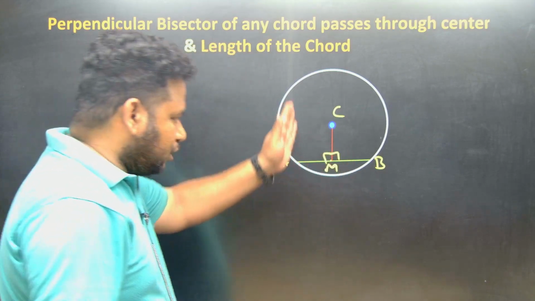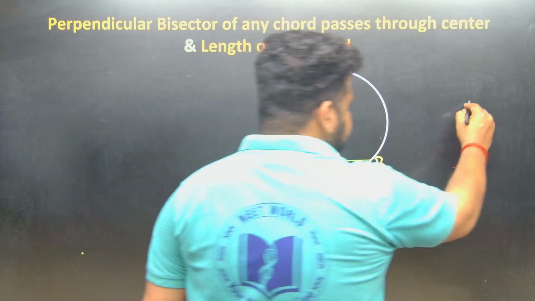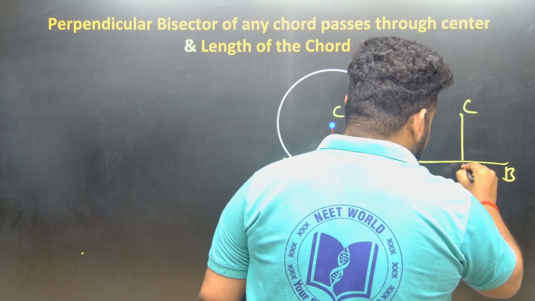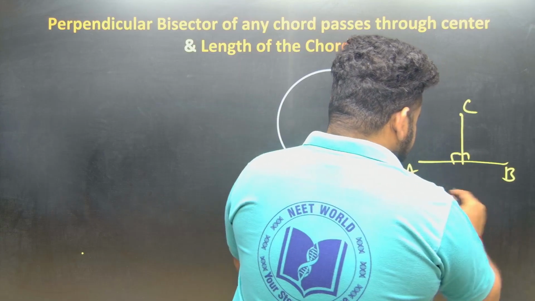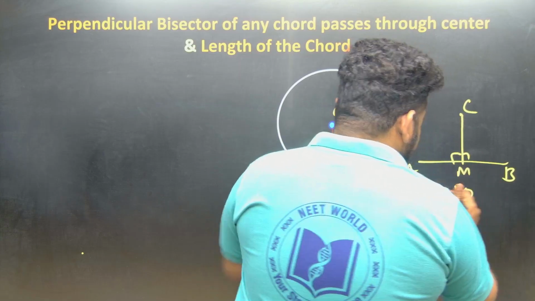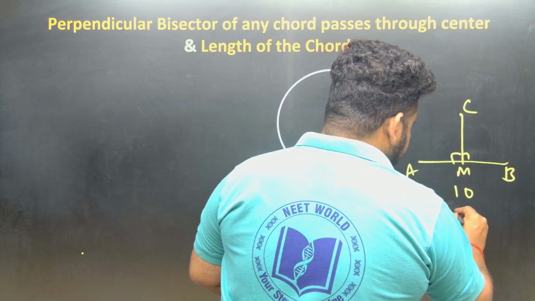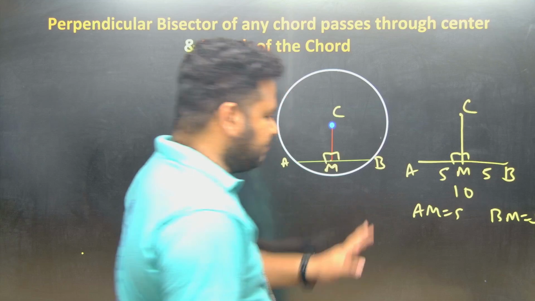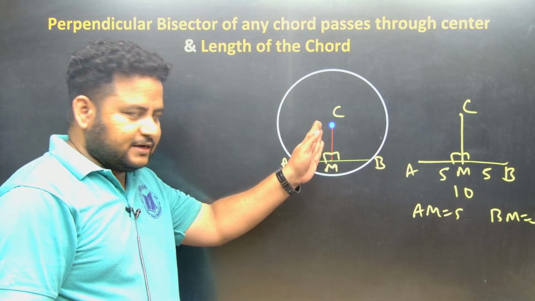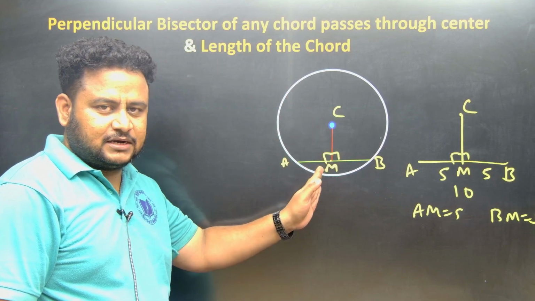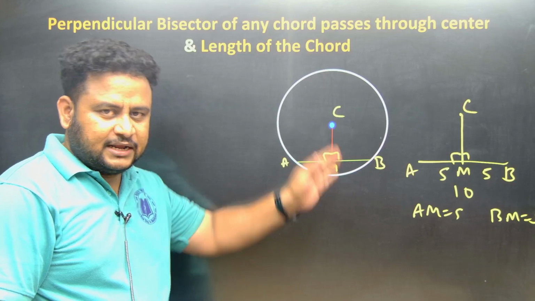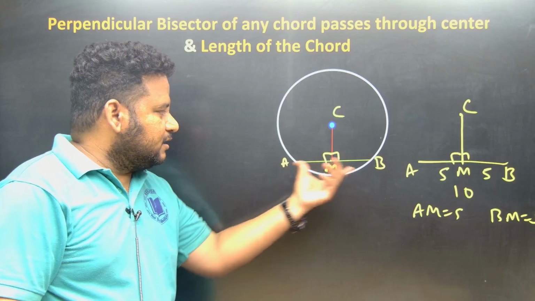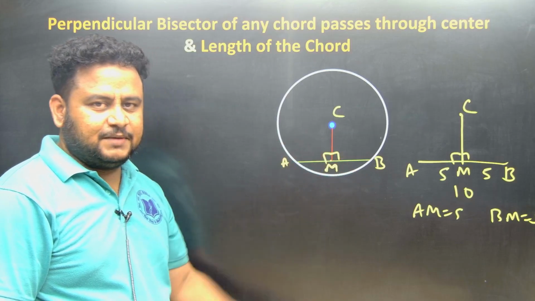From the center, if you draw a perpendicular, that means this is the center C. This is the chord AB, and if you draw a perpendicular from the center to the chord, it will always bisect the chord. That means if the chord length is 10, AM will be equal to 5 and BM will be equal to 5. That is the meaning of bisecting. So this M will be the midpoint of AB.